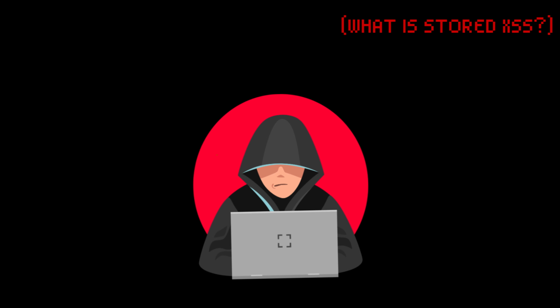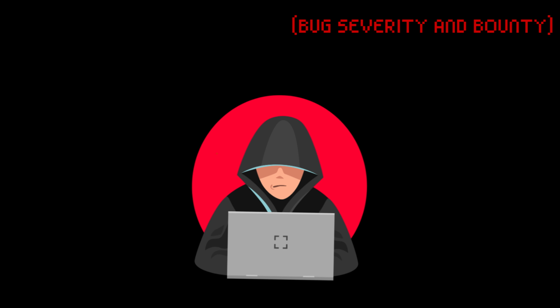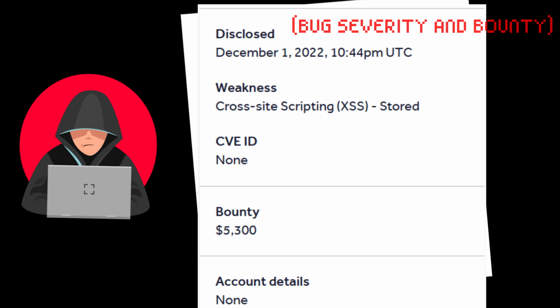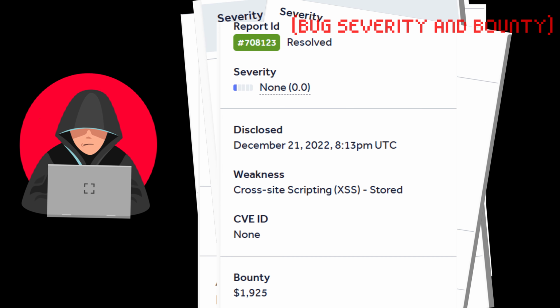Stored XSS, also known as persistent XSS, occurs when the malicious script is permanently stored on the target server. This means that every time a user visits the affected page, the script will execute automatically. Stored XSS is considered a high severity bug because it can affect multiple users and potentially compromise sensitive information. Most bug bounty programs accept these vulnerabilities and researchers receive a significant reward. You can see on the screen how much money they have made from this bug.